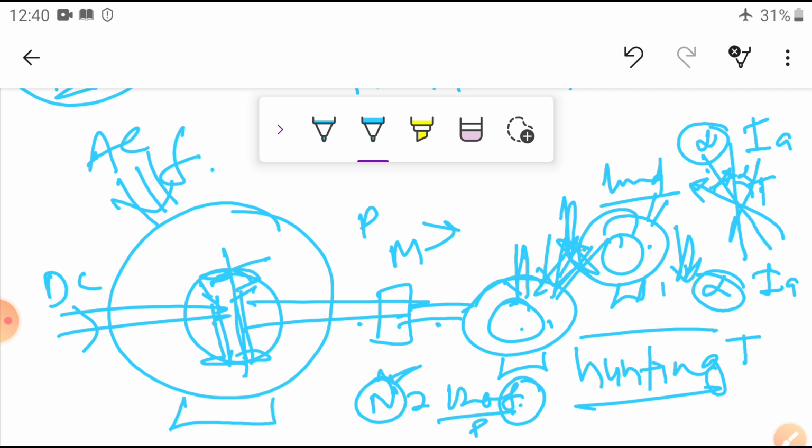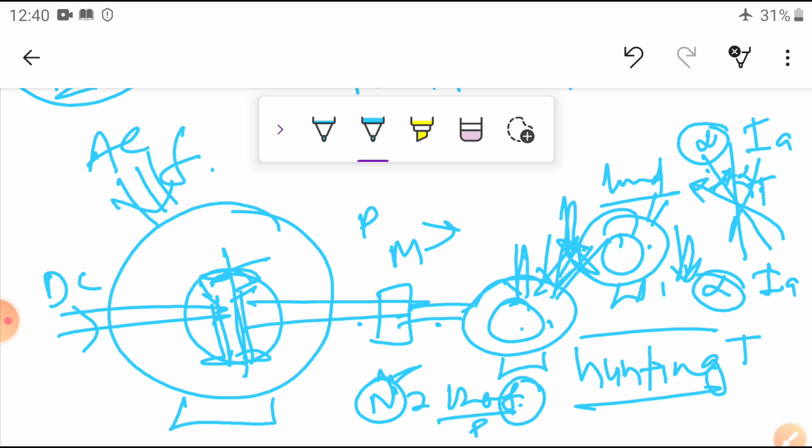Hunting takes place in the motor due to the use of a synchronous motor for driving a varying load, whether it is a changing load or a frequency change. So there is a possibility of changes. If the load suddenly decreases, alpha goes to a new value. The rotor overshoots, oscillating about a new position. So this is hunting.